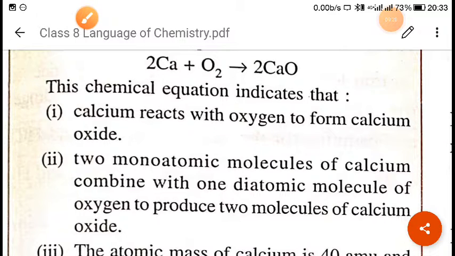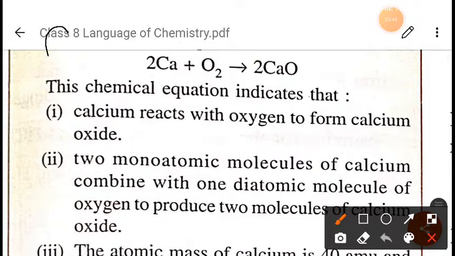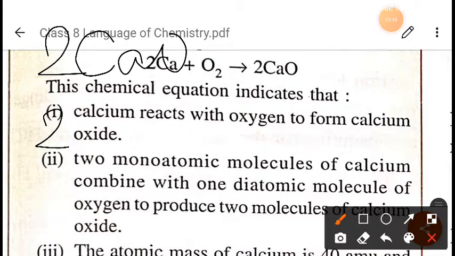Now next, what can we say? The atomic mass of calcium is 40 AMU, and that of oxygen is 16 AMU, right? So from this example we can calculate the total mass of calcium oxide, which will be 2 into 40, which is 80, and 2 into 16 is 32. So 80 plus 32 is equal to 112. As you can see, we can find out like this, 2CaO is there, right? So we can write like this, 2Ca is what?